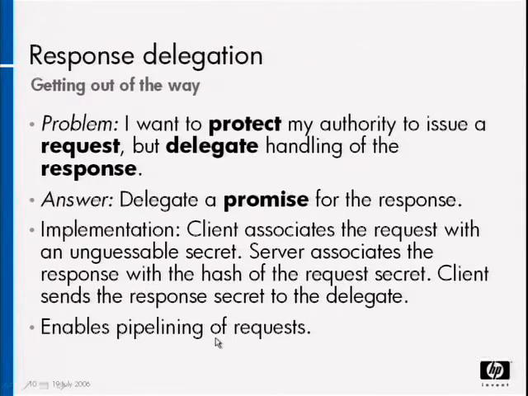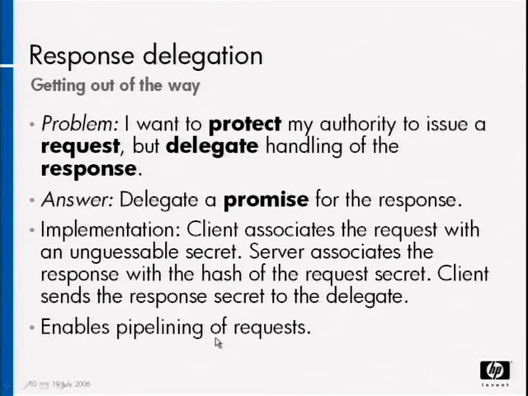Sometimes another useful thing to do is after I've sent a request to the server, I want to pluck out my authority to receive the response to that request and give that to someone else. And I might want to do that because I want to protect my authority to issue the request, but I'm going to let someone else handle the response. I want someone else to do that for me. And so one of the things you get when you've got a capability protocol for interacting with a server is you've got the ability to reify a promise for the response to a request. And there are different ways of implementing that.